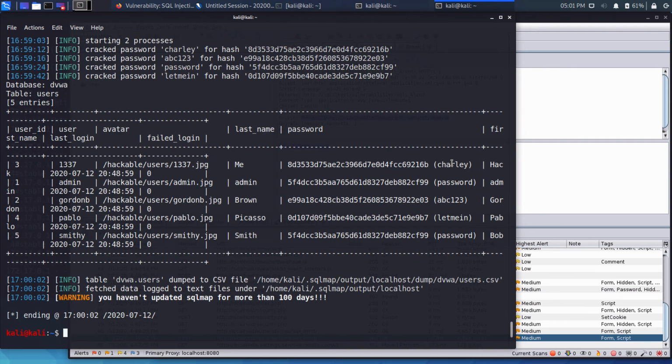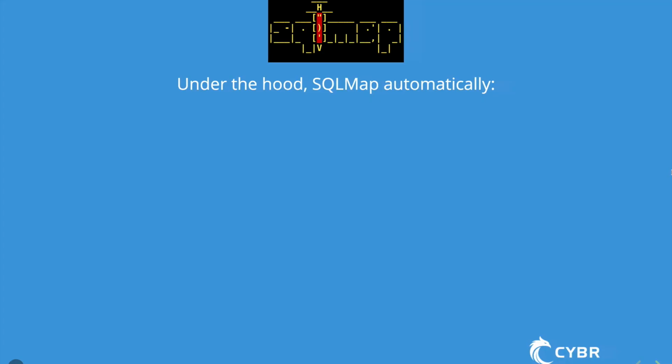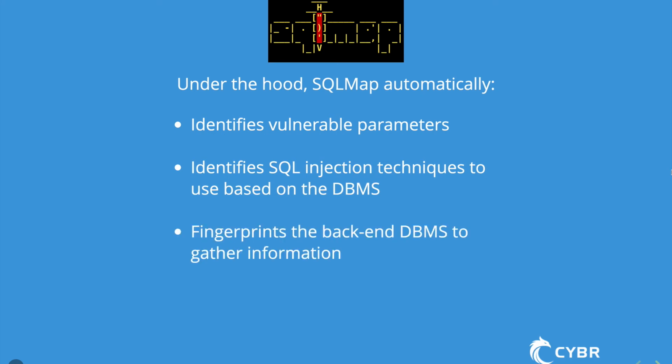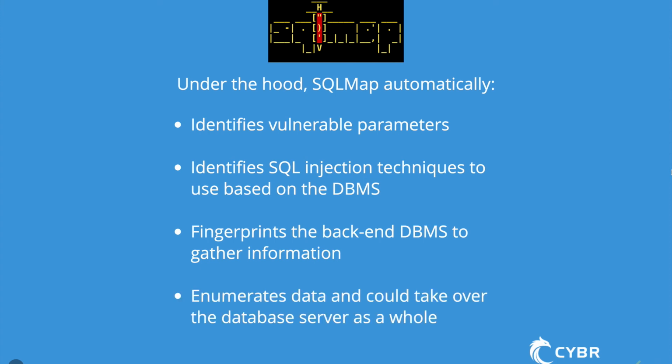And it's able to do this because under the hood, SQLMap automatically identifies vulnerable parameters. It identifies which SQL injection techniques can be used to exploit those vulnerable parameters by trying various techniques for different database management systems, unless it already knows what the DBMS is running, in which case it can drastically reduce the number of techniques to try. It also fingerprints the backend DBMS, like we talked about, so that it can gather as much information as it can, again, helping narrow down attacks. And depending on how vulnerable the application is, and also what options you choose, SQLMap can automatically enumerate data or take over database servers as a whole.